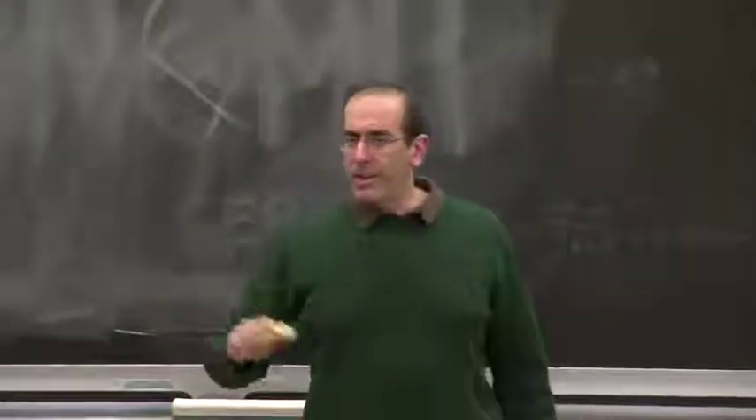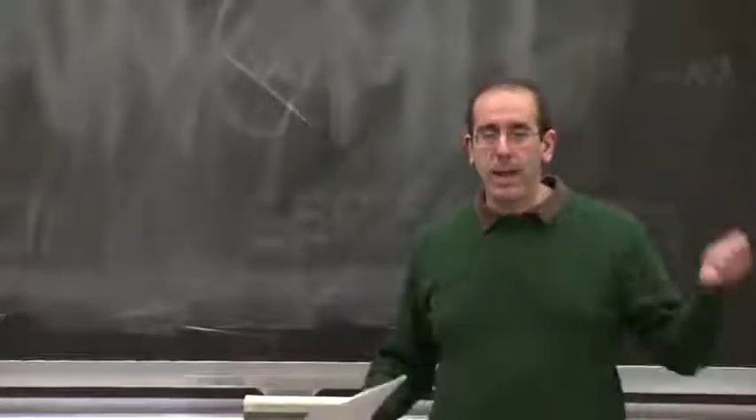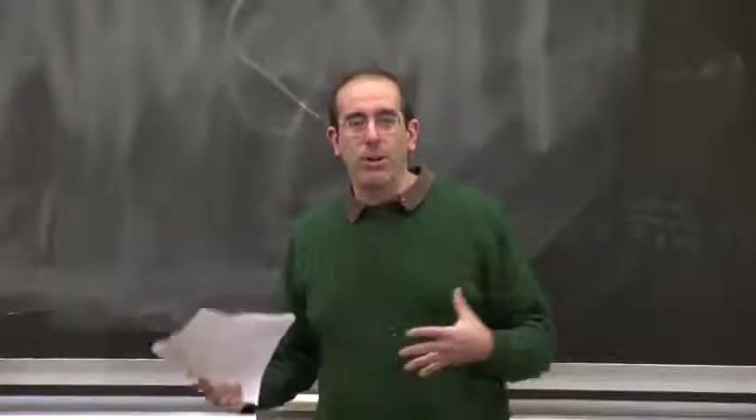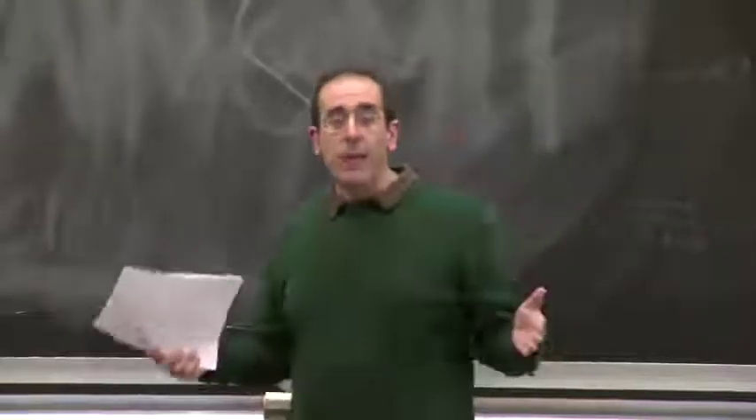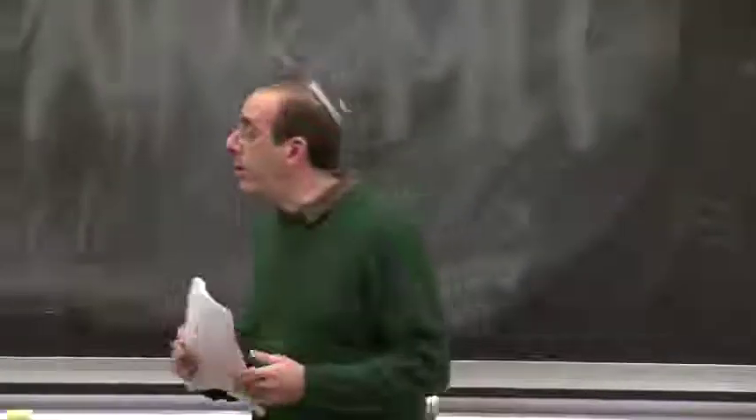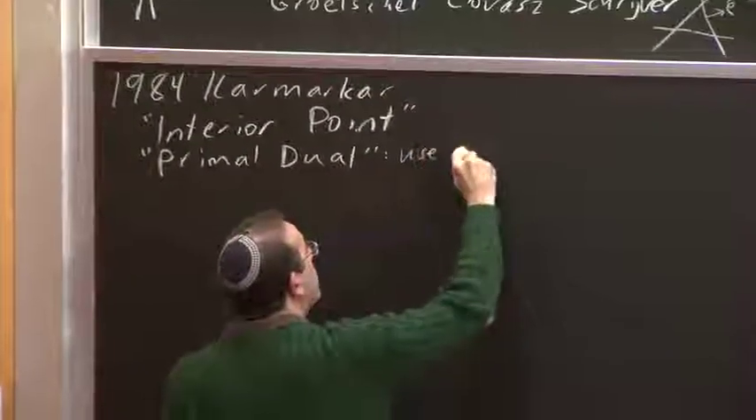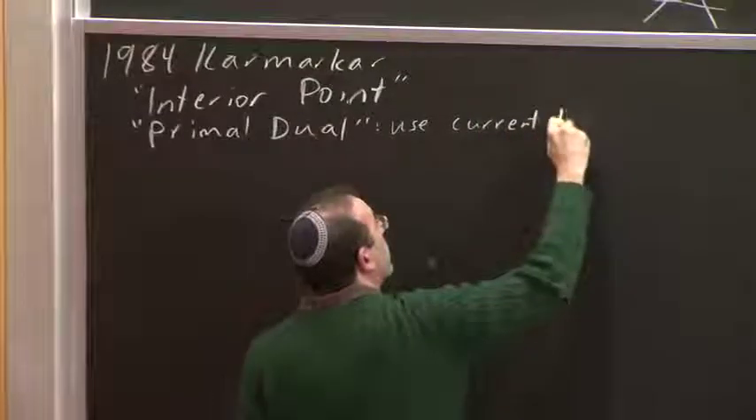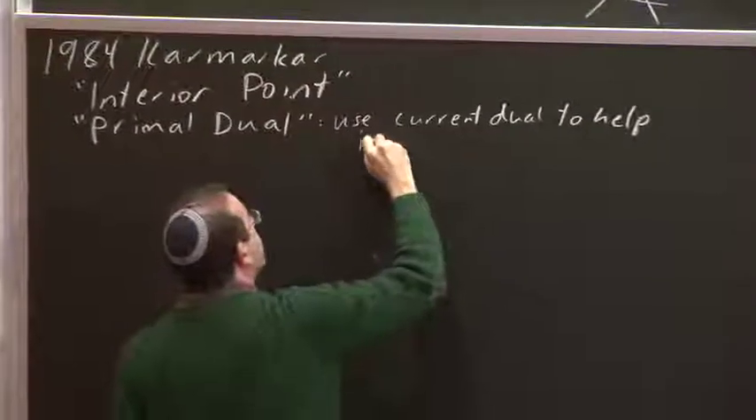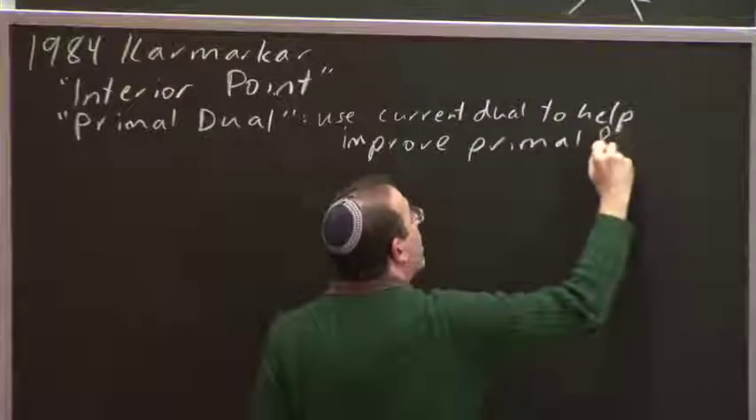But we've also seen these interesting relationships emerging between the primal and the dual, like the fact that when you're doing simplex and you're at an optimum, there's a dual solution staring at you that tells you about your being at the optimum. We have this notion of duality gap that tells you how far away you are from the optimum given a primal feasible solution and a dual feasible solution. So the idea behind primal dual is that you use the current dual to help you improve the primal. And vice versa.